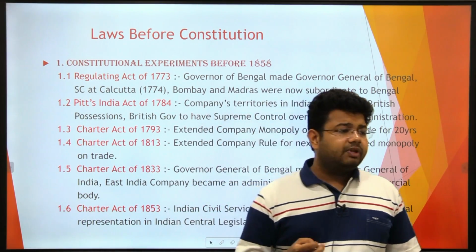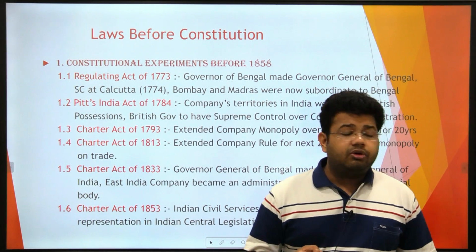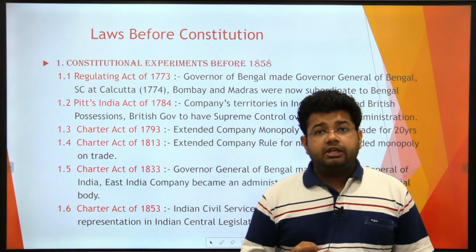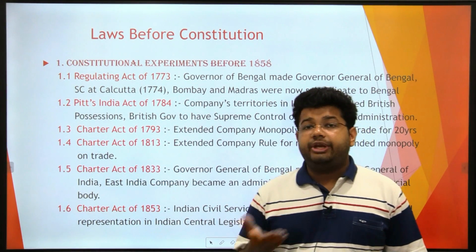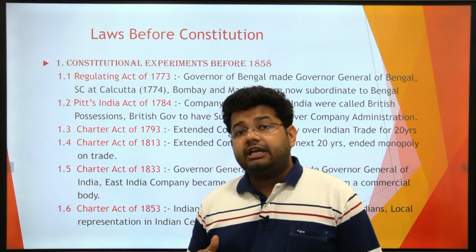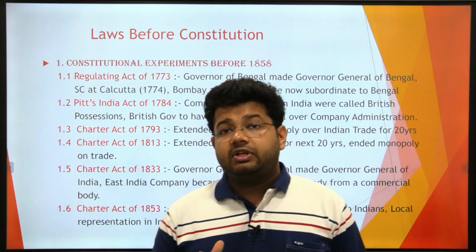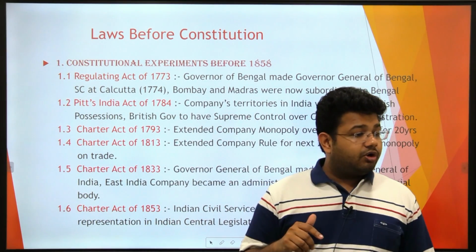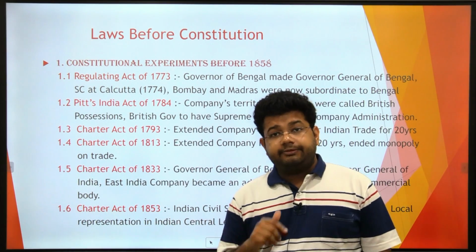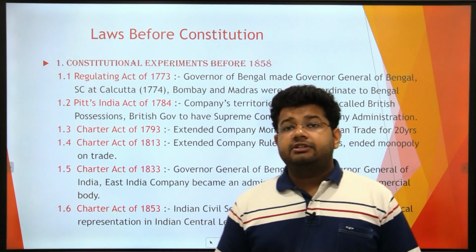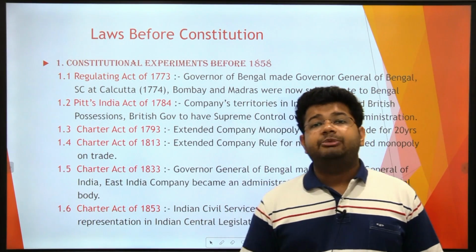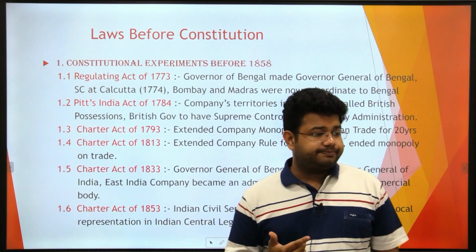For example, through the Charter Act of 1793, the monopoly of the company's trade over India was extended for another 20 years. Through Charter Act of 1813, this monopoly of the company came to an end. However, it was given yet another 20 years to do its commercial and administrative activities in India.